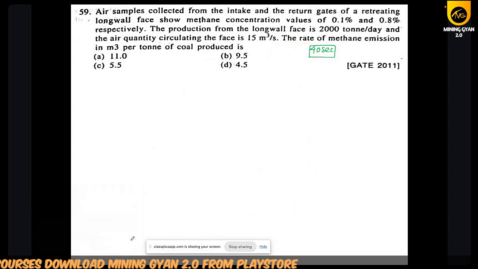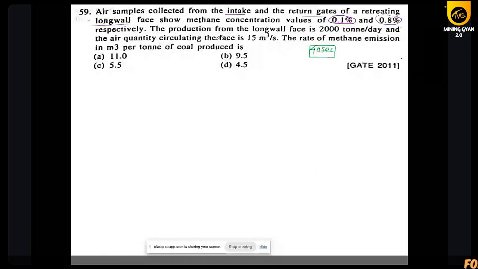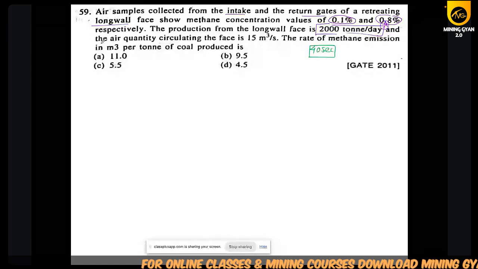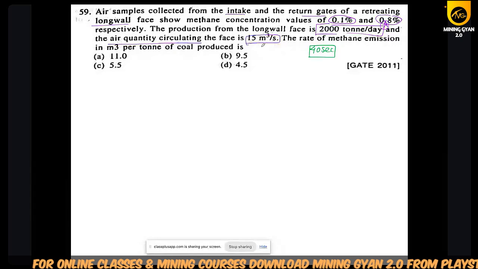Okay. So in this question, air sampling collected from the intake and the return of the gate of the retreating longwall face shows methane concentration values of 0.1% and 0.8% respectively. Intake में 0.1% और return में 0.8%. The production from the longwall face is 2000 ton per day. ठीक है, यहाँ पे याद रखना टन पर डे दे रखा है ना. And the air quantity circulating the face is 15 meter cube per second. यहाँ पे मीटर क्यूब पर सेकेंड दे रखा है.